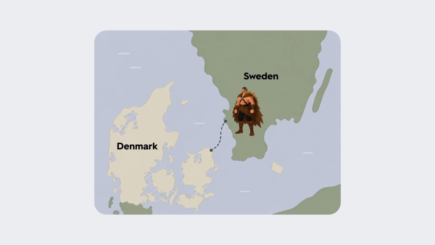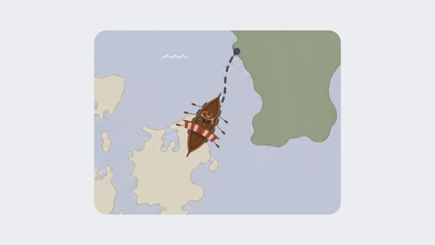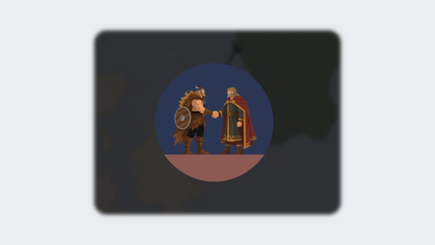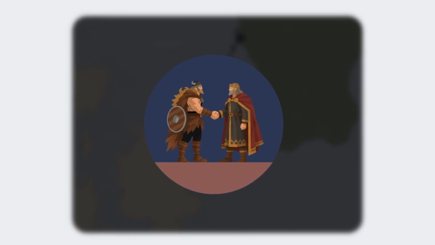Beowulf, a warrior from a group called the Geats in what is now Sweden, hears about the attacks and sails to help. He is not just looking for glory. Hrothgar once helped his family, so Beowulf is also repaying a debt.